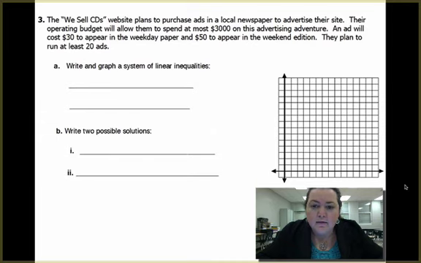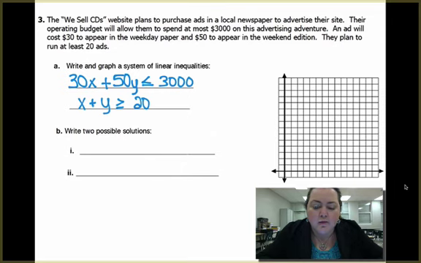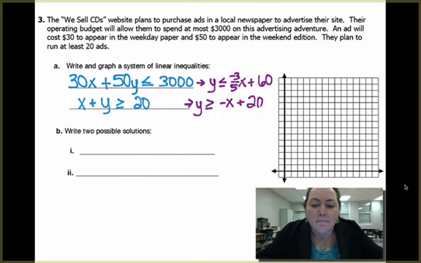Okay, so they're going to spend at most $3,000. So they can spend less than or equal to $3,000. And it's $30 for a weekday and $50 for a weekend. So we're going to call weekday X and weekend Y. So I have 30X plus 50Y has to be less than or equal to 3,000. And then X plus Y, however many weekday ads plus weekend ads, has to be greater than or equal to 20, because they say at least 20 ads. I'm going to rearrange these so that they're in slope-intercept form.